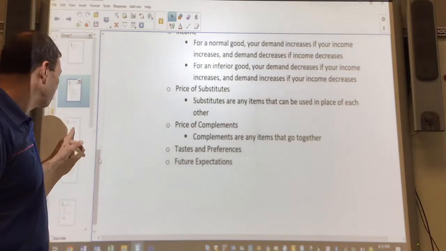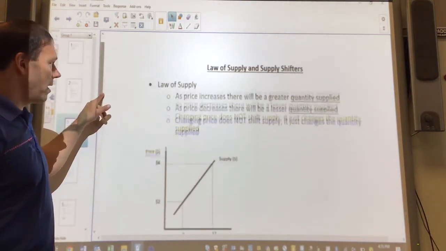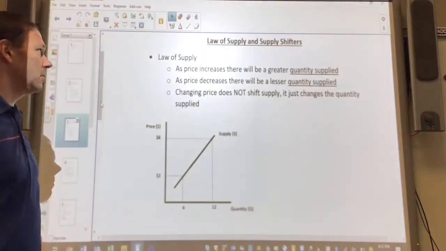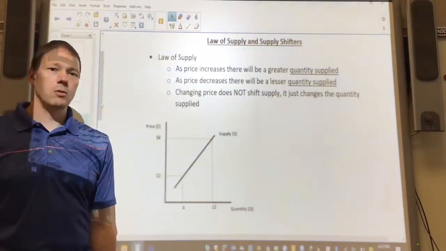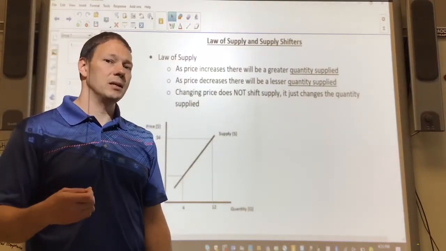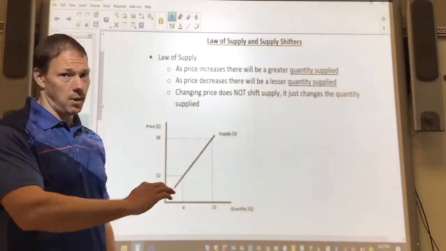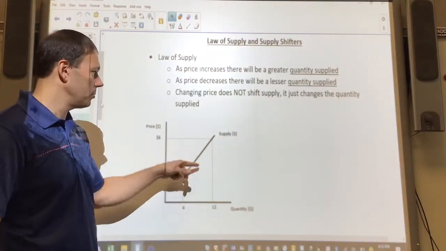These things happen. All right, the law of supply and supply shifters goes the opposite of demand. Of course, as the price increases, there will be a greater quantity supplied. Again, quantity supplied, not a shift in supply, but moving along a supply curve.